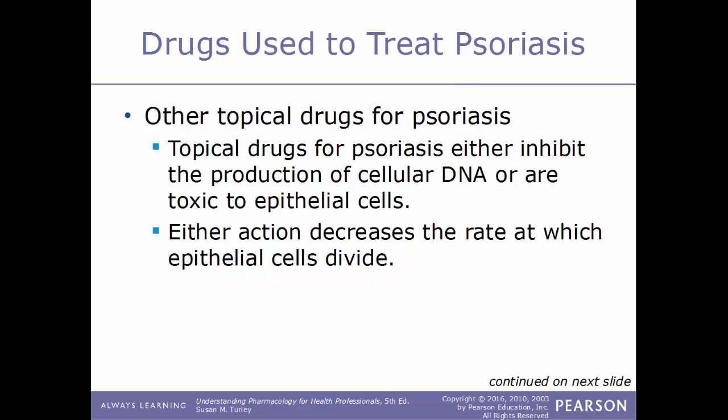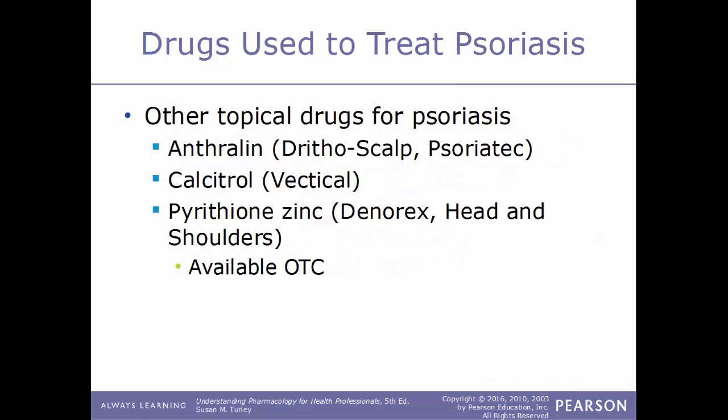There are some other topical drugs that are used to treat psoriasis, and topical drugs for psoriasis will either inhibit the production of cellular DNA or are toxic to epithelial cells. And either one of these actions will decrease the rate at which epithelial cells will divide. Some examples of topical drugs for psoriasis: anthralin, known by the brand names of Drithocreme and Psoriatec; calcitriol, known by the brand name Vectical; pyrithione zinc, known by the trade names of Denorex and Head & Shoulders, and these are available over the counter.